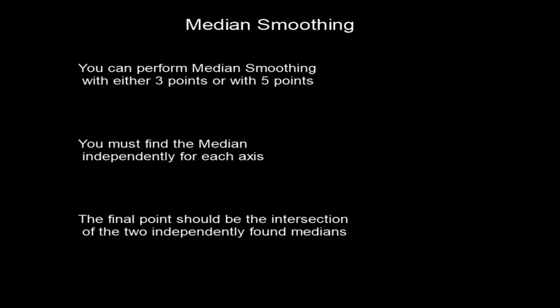Hi guys, in this video we're going to be looking at median smoothing. Median smoothing is the process of smoothing out the values of a graph to reduce the variance, to reduce the peaks and troughs, so that you can see the trends going on within that graph more easily.